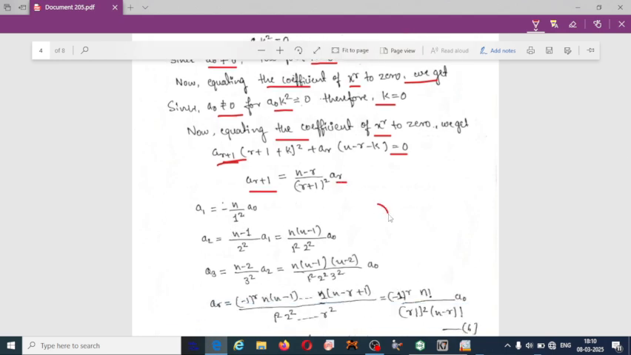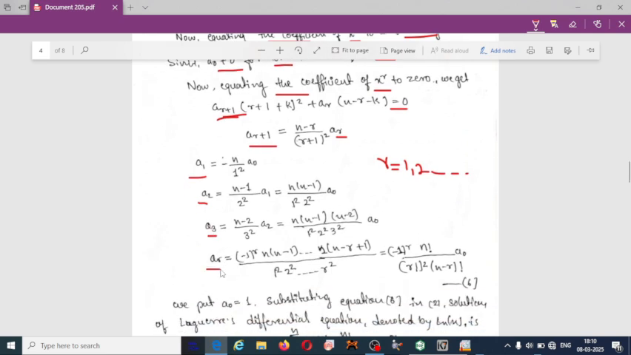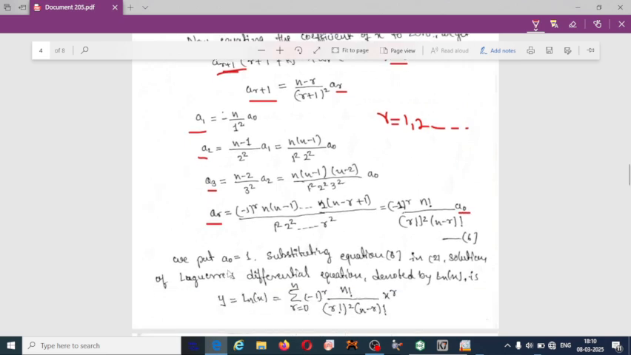Once you get the general equation, put r equal to 1, 2, 3 and so on. You can get the a1, a2, a3 values, and the last term will be a r. The final equation you will get is minus 1 to the power r, n factorial, r factorial square divided by r factorial square, n minus r factorial, into a naught. So we have to put a naught equal to 1.